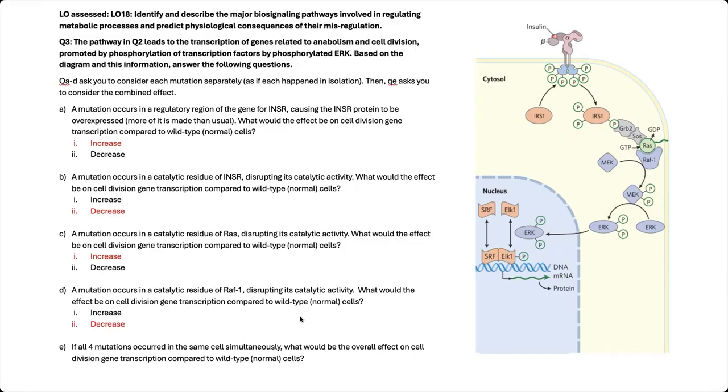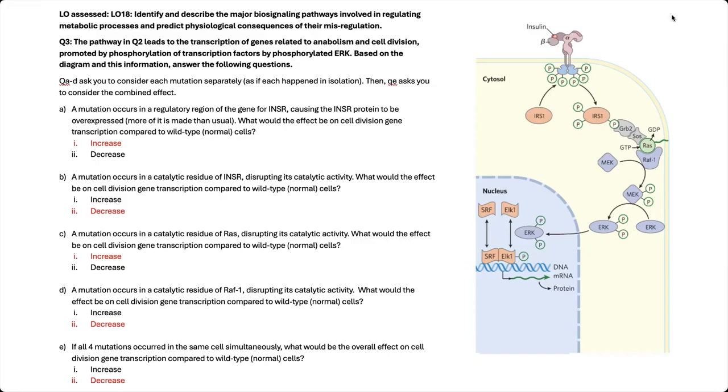And now let's think about if all four of these mutations occurred at the same time, simultaneously, what would be the effect? So we have an insulin receptor being overexpressed, but then we have a mutation that makes it so it can't do its phosphorylation. And then we have a mutation that makes this stuck on, and a mutation that makes this stuck off. The key is to look at the most downstream thing, and that's going to be this mutation in the RAF1. So RAF1 is going to be dictating what happens downstream of it. And so RAF1 was decreasing the transcription. So overall, we would expect there to be decreased gene transcription of those cell division genes. And that is how you would approach questions like this.